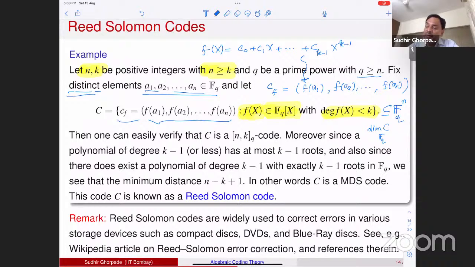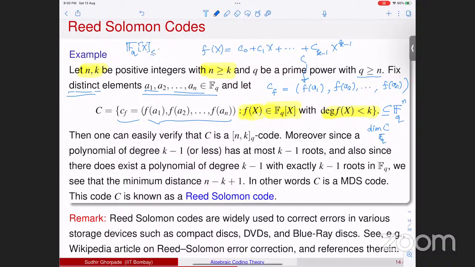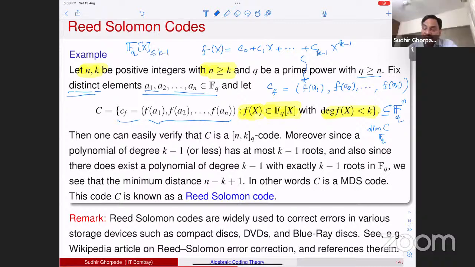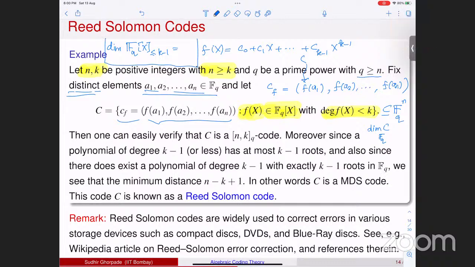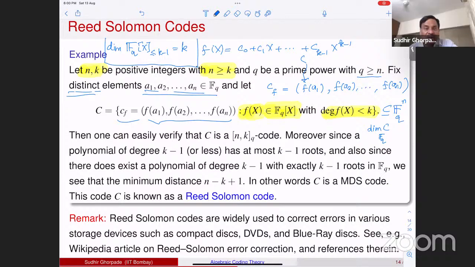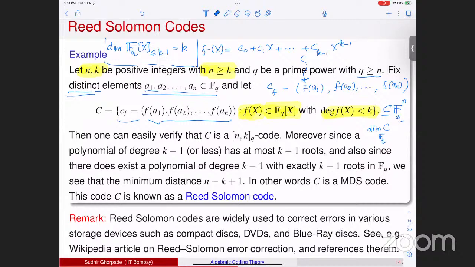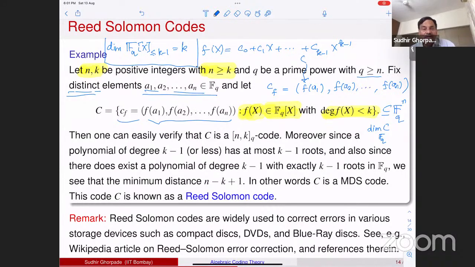Okay. Let me ask you this. Suppose I look at this space of polynomials of degree less than or equal to k minus 1. That's a vector space. What is the dimension of this vector space? No, q raised to k will be the cardinality. The dimension is k, because 1, x, x squared, up to x to the k minus 1 would be a basis. Now, if you can show, for example, that this evaluation map is injective, then the dimension of the image, which is C, will also be k, isn't it?